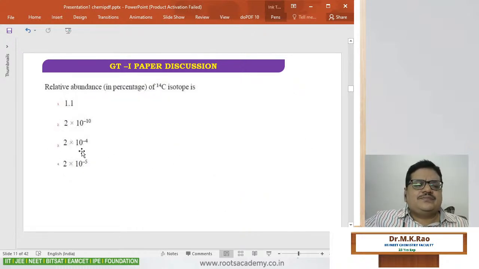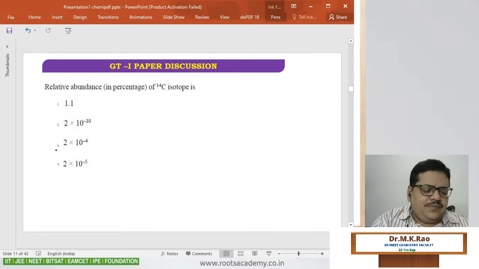Similarly, the relative abundance percentage of C14. It is a directly memory based question. Whenever a memory based question is coming, directly you can adopt the option accordingly. It is 2 into 10 power minus 4. That you have to memorize. It is a memory based question.